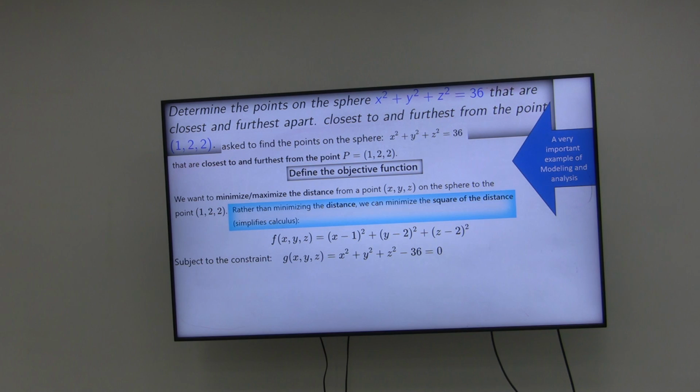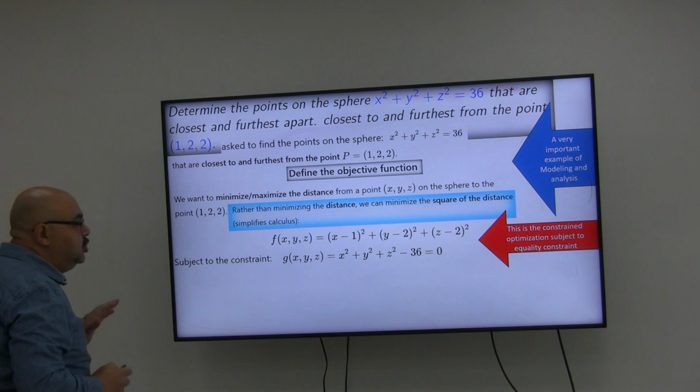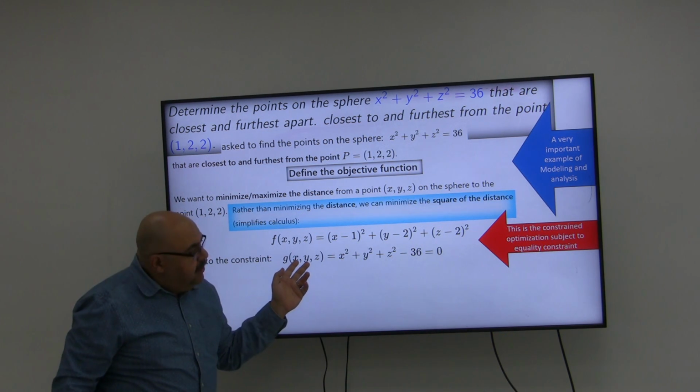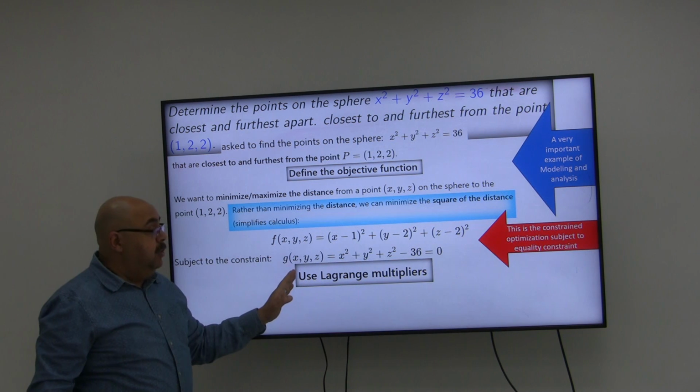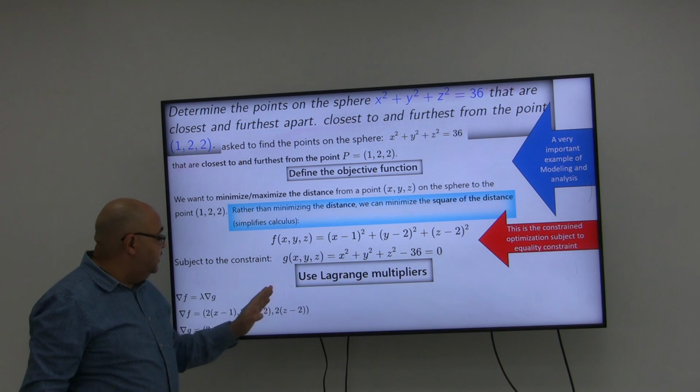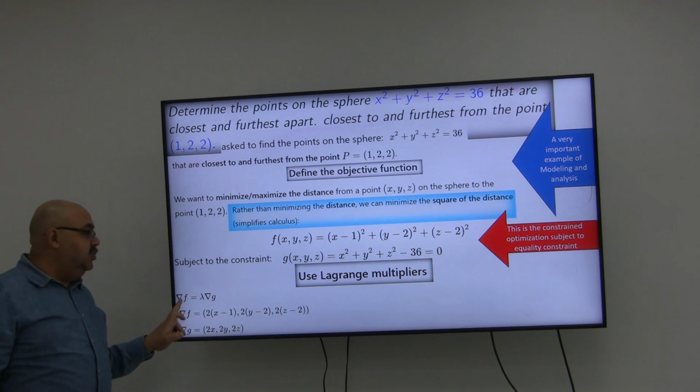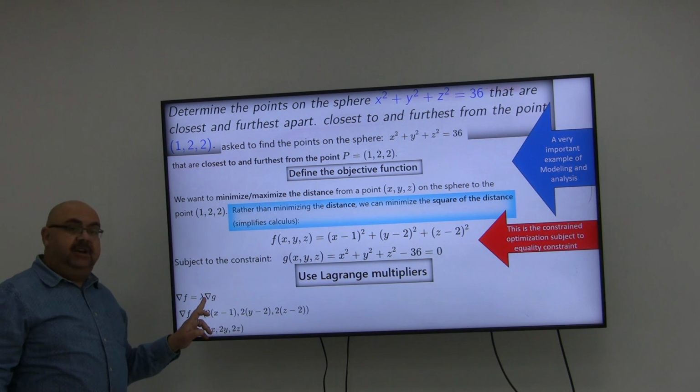What's the next step? I'll get the gradient vector for the function to be optimized. Then I will get the gradient vector for the condition. Then I will equate them together, but don't forget your Lagrange multiplier. This is the constrained optimization problem subject to the equality constraint. So now I will use the Lagrange multiplier as said previously: gradient of f equals lambda times gradient of g.